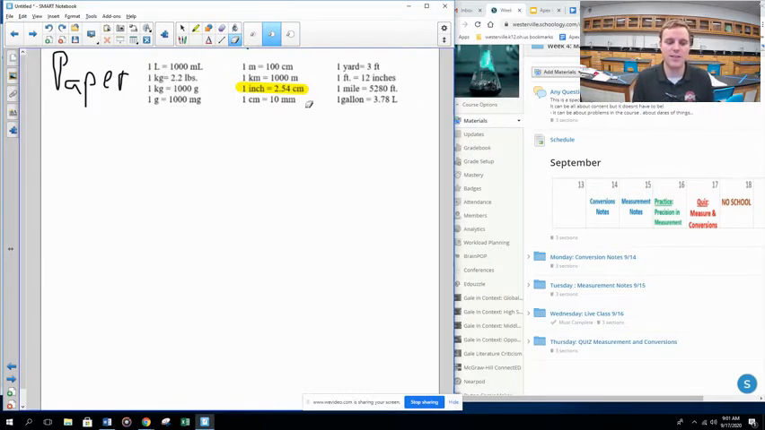And I have highlighted here the distance gateway. Remember, if you're going from American units to international or vice versa, for any kind of distance or length, you'll have to go through this conversion here at some point. It's sort of your gateway.